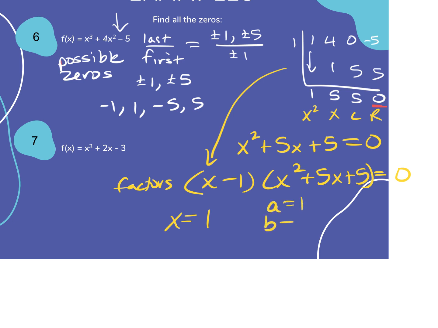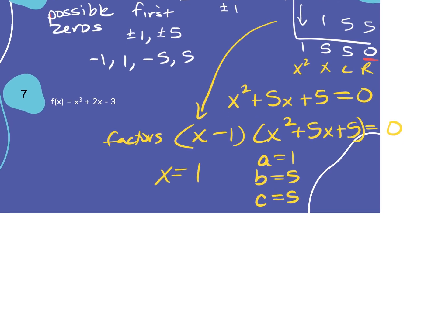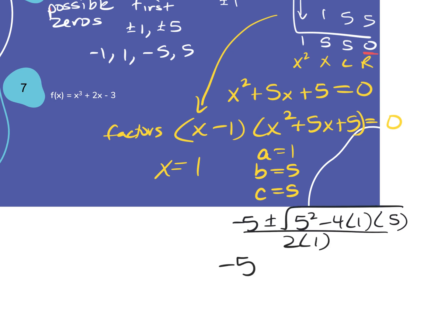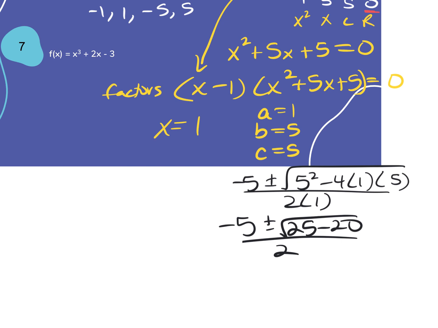My a is 1, my b is 5, my c is 5. So I'm going to do opposite of b, plus or minus the square root of b squared minus 4ac, all divided by 2 times a. -5 plus or minus the square root of 25 minus 20 over 2, -5 plus or minus the square root of 5 over 2. My remaining 2 zeros are irrational.